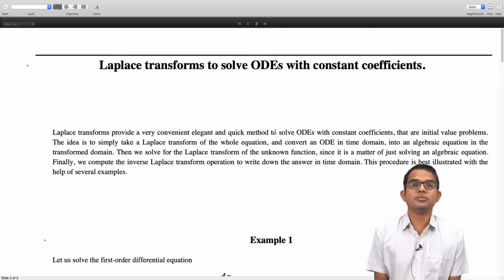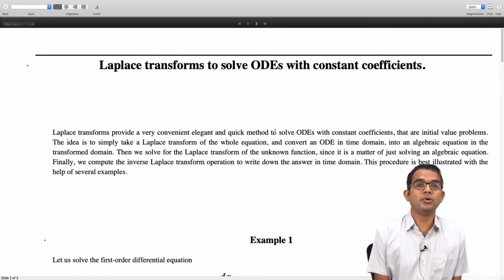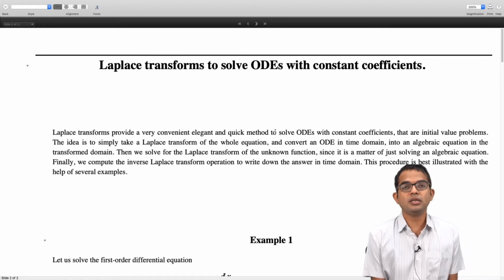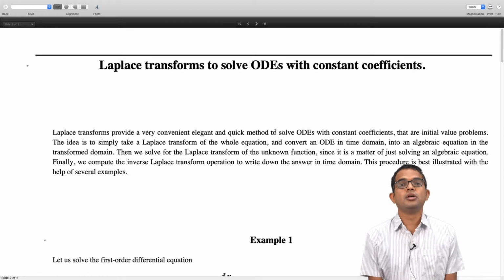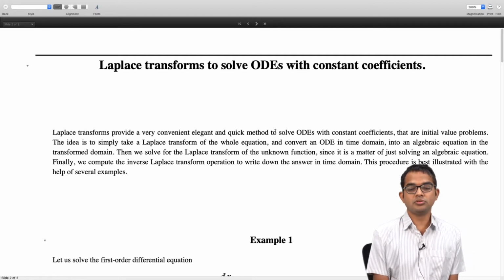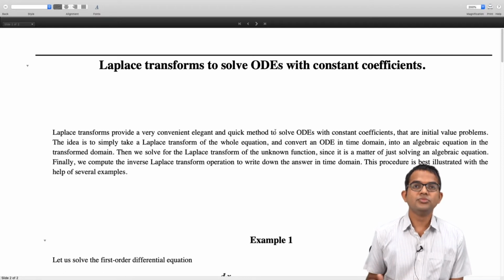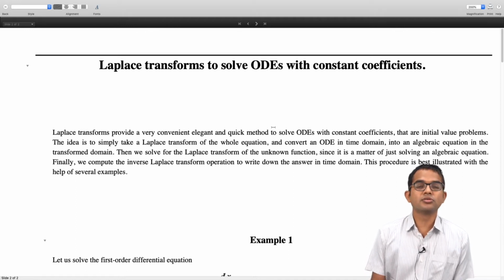So this is the philosophy of this technique, and the initial conditions are all inbuilt. When we are taking the Laplace transform, the initial condition also goes into it already. So the final answer that we get is indeed just the final answer. It's not like you have a general solution and a particular solution. It all comes inbuilt, right? That's what Laplace transforms are able to do, give us the final ready-made answer. So let's look at examples. The best way to understand this technique is to look at many examples.